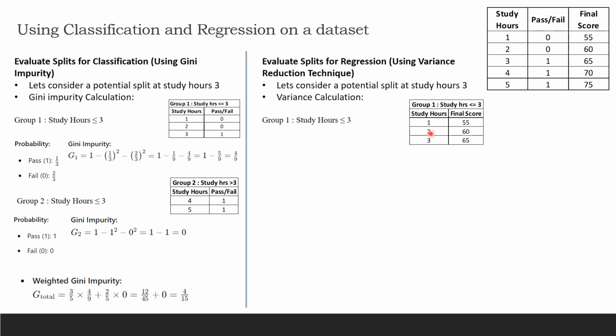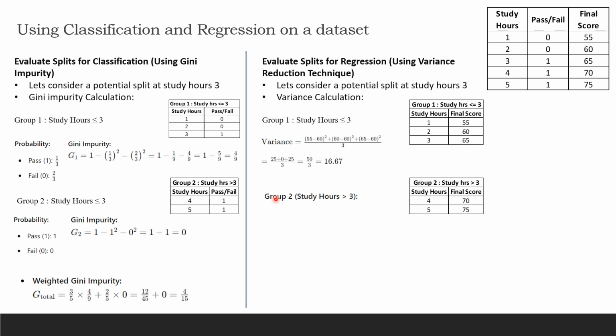Again, we have the first group where study hours and final scores are there in front of each other. We calculate the variance. We have the average value. We take the difference of each of these values from the average, and we take the sum of squares of differences divided by the number of values. We get 16.67. And then group 2. These are the two values belonging in group 2. We get the variance, which is 6.25. Then we get a weighted average of these variances, 3 data points and 2 data points, 3/5 and 2/5 of the data as the weights, and then we get 12.502 as the total variance.